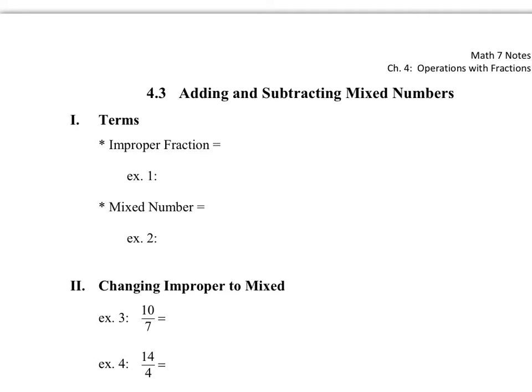So, couple terms: improper fraction and mixed number. I just asked about mixed number. It is a whole number and a fraction. For example, 2 and 3/4. That is an example of a mixed number.